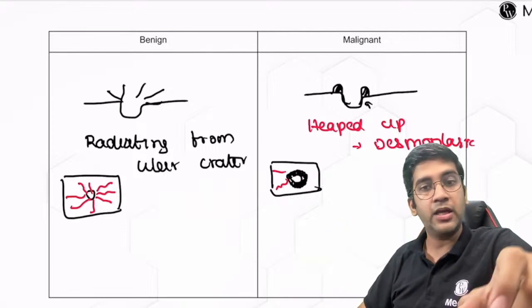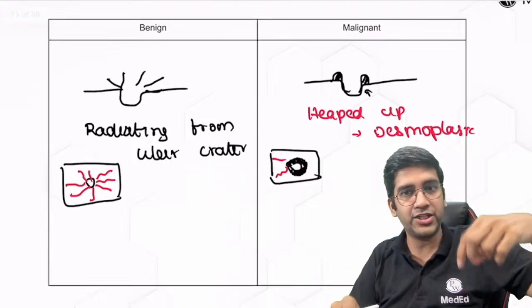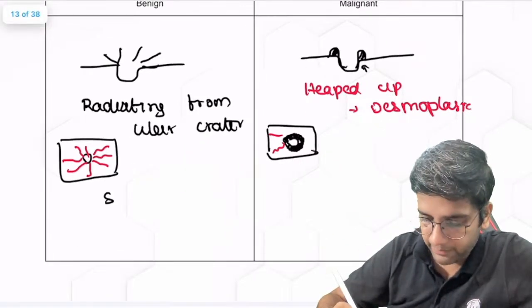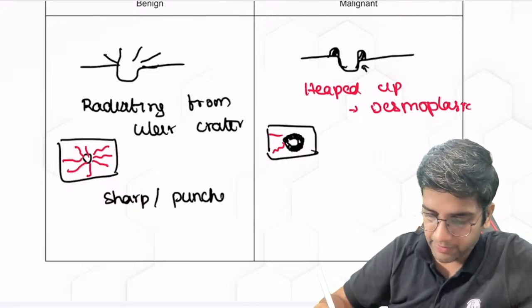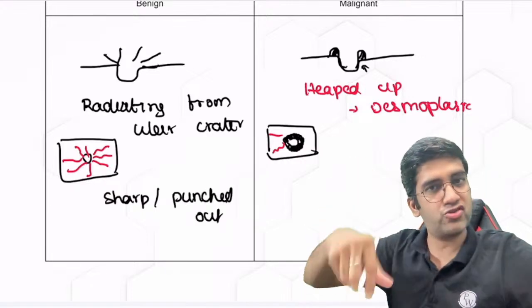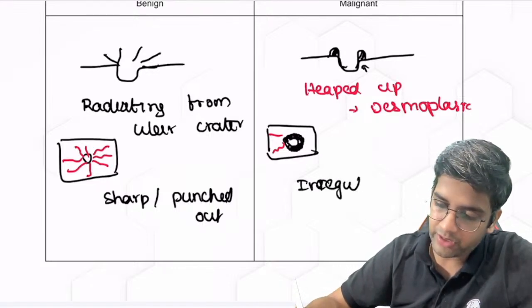This is required, right? Like Sadaf said, since it's ulcer due to acid secretion, it will most likely be sharp and it will be punched out. Okay? Punched out ulcer, because it's just destroying the tissue. And here, obviously, every cancer for us is going to be an irregular lesion, right?